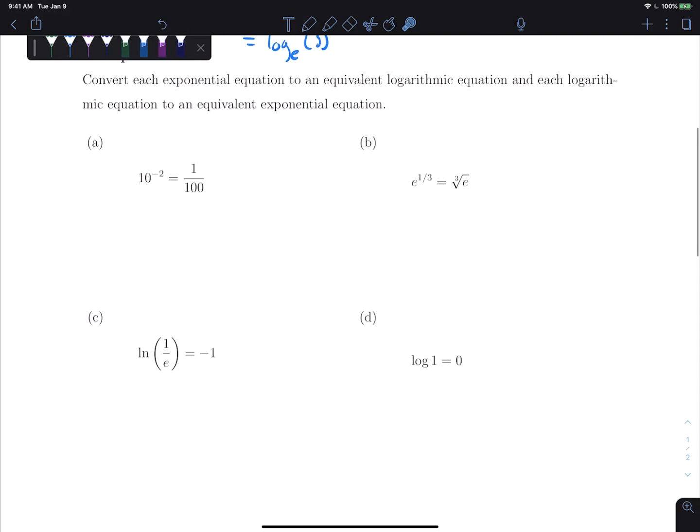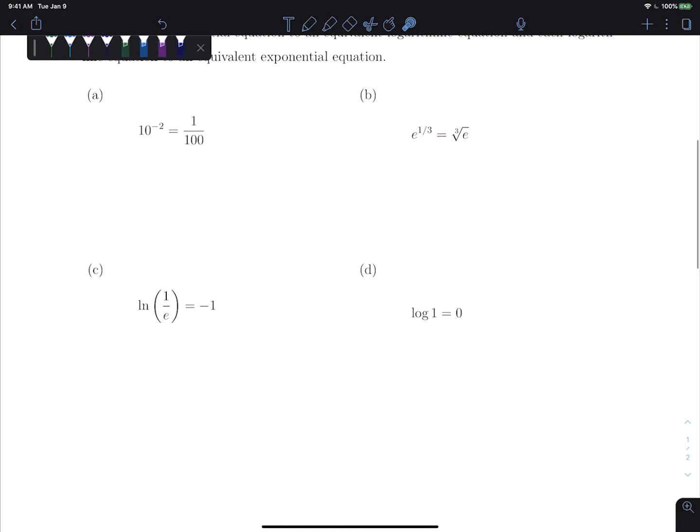Now we want to convert each of these exponential expressions to logarithmic expressions, or logarithmic to exponential expressions. On A here we have 10 to the negative 2 equals 1 over 100. Notice that the base is 10. That means we can use the common logarithm and just write down log of something equals something. There's an understood 10 there, so I don't need to write it. The exponent, negative 2, is always by itself, and the 1 over 100 will go right there. So log of 1 over 100 is negative 2.